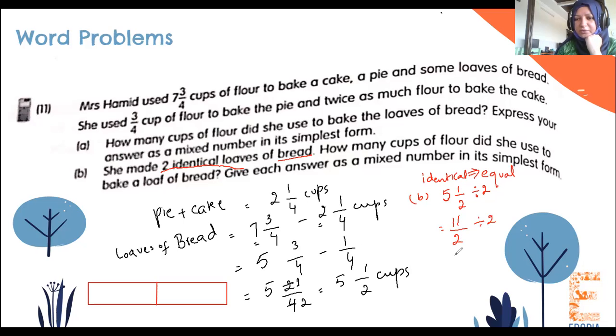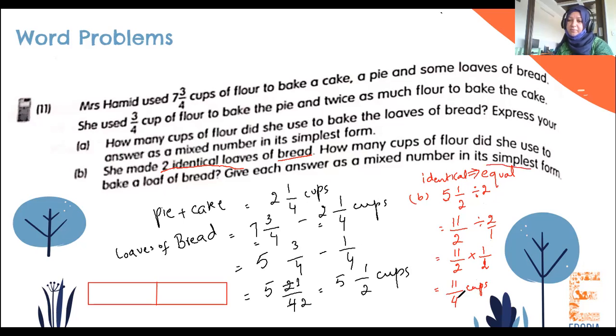Now again, what we are going to do, we'll keep this. You will change the sign, and you will flip the next fraction. This is 2 by 1. When you flip it, it becomes 1 by 2. So this becomes 11 by 4 cups. Now let's see, the question asks you to find the answer in the simplest form.